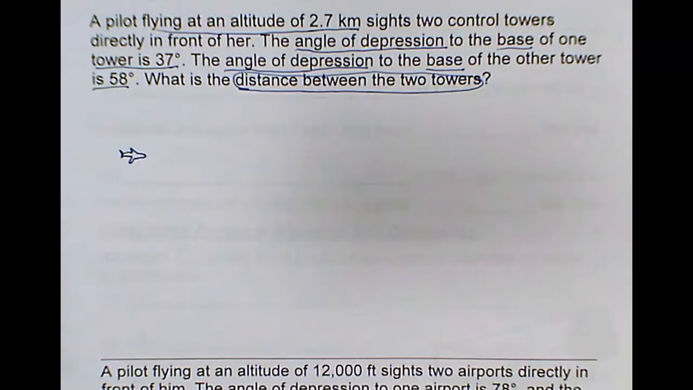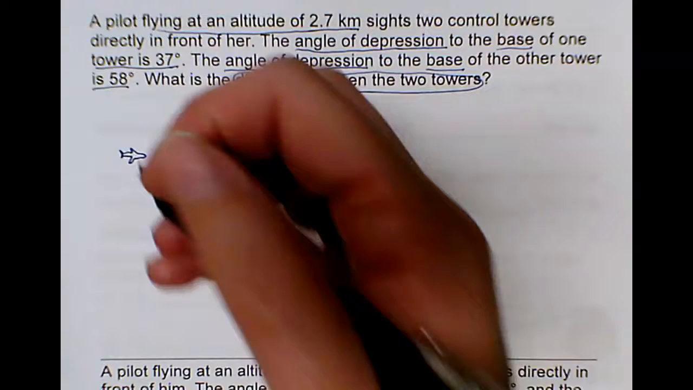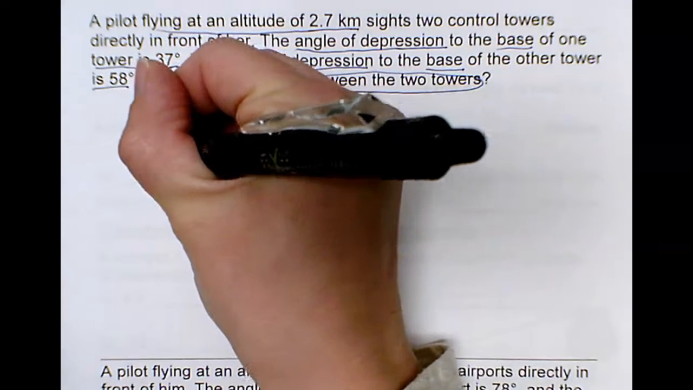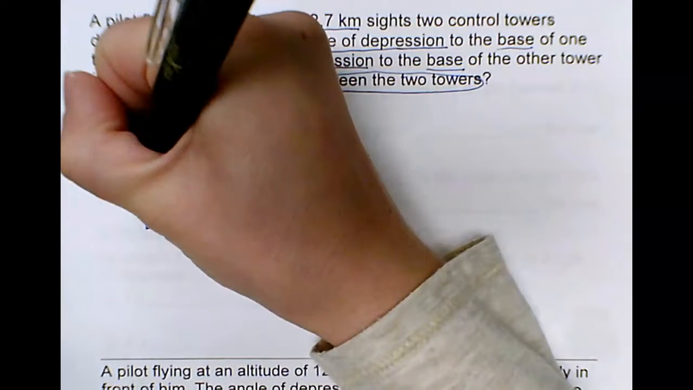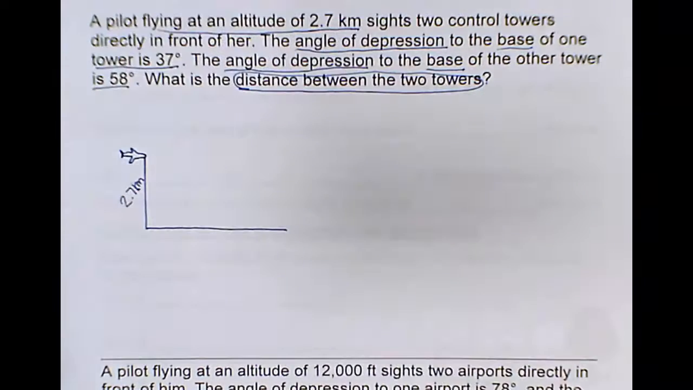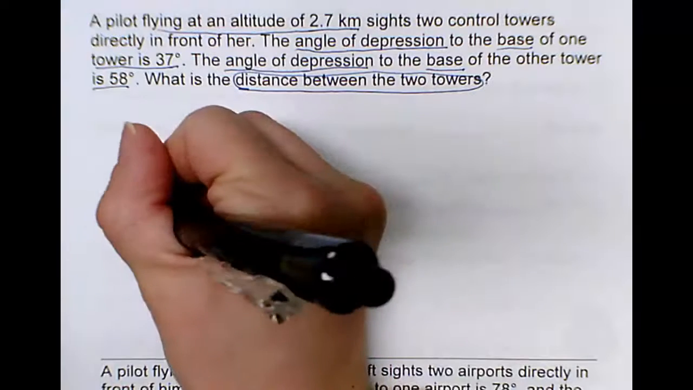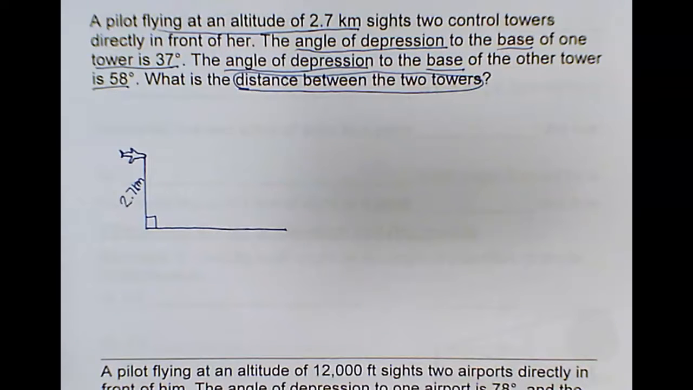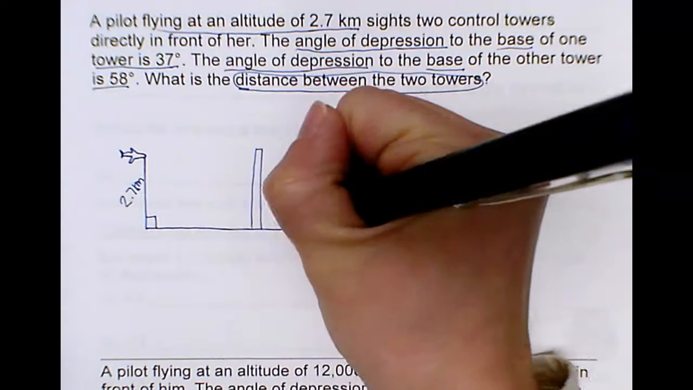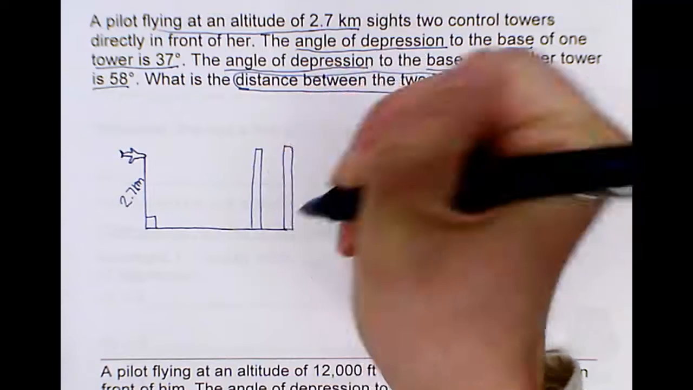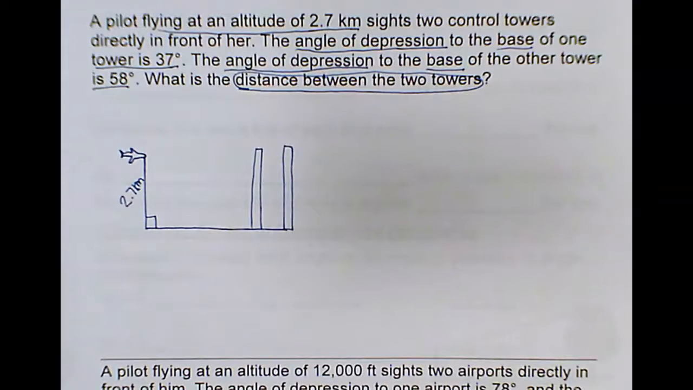And the pilot is flying at an altitude of 2.7 kilometers. So the airplane is 2.7 kilometers from the ground. And because this is an altitude, we know that it's at a right angle with the ground. So that's important. And the pilot sights two control towers directly in front of her. So there's two control towers here. The angle of depression is given from the pilot to the base of the towers.